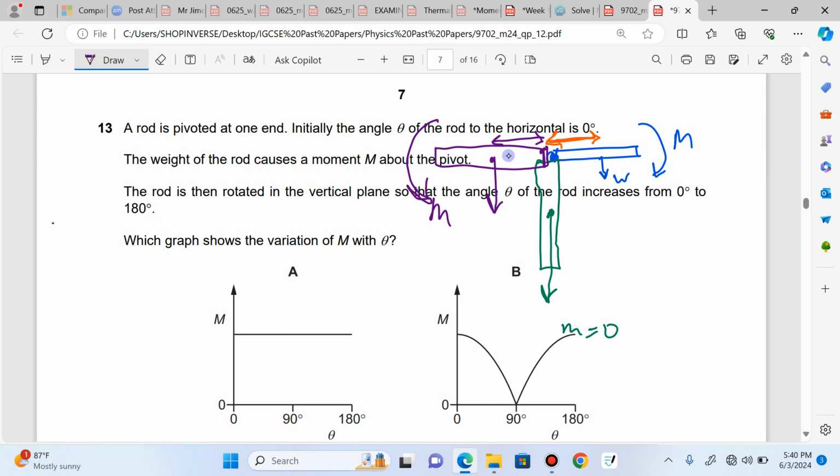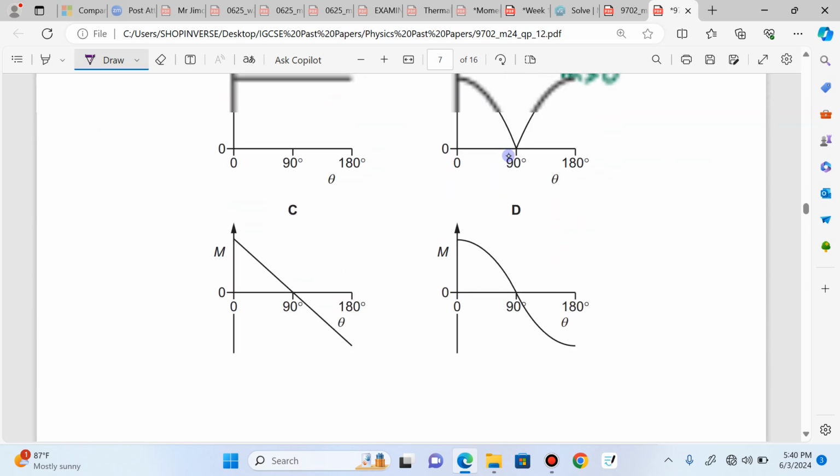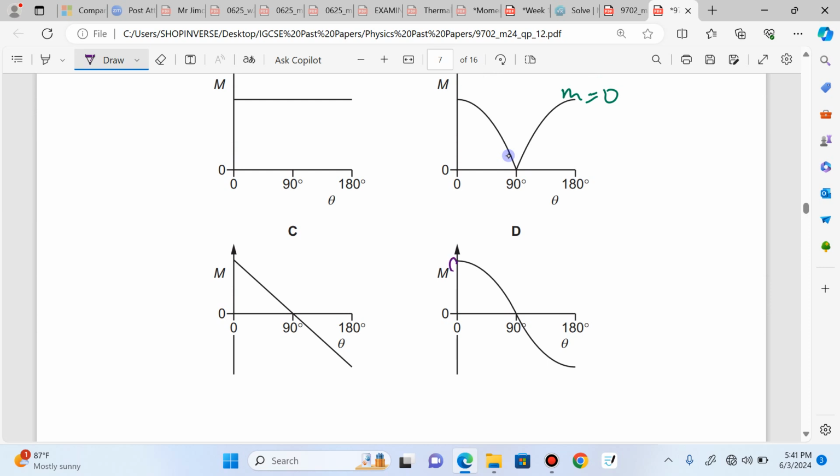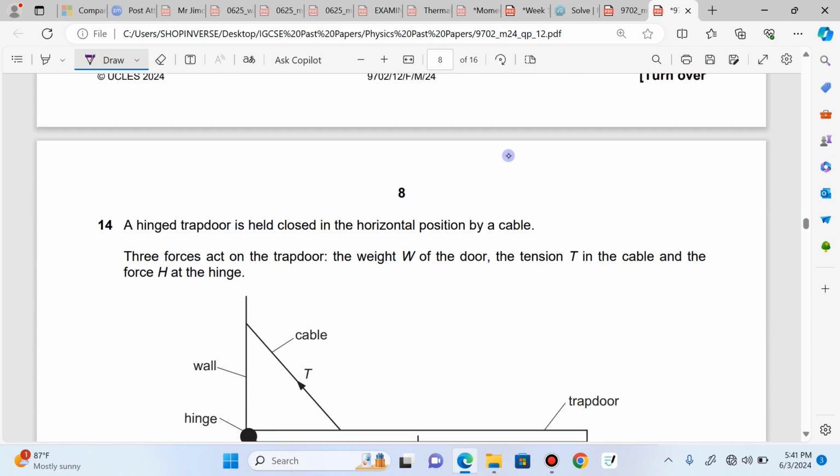If we are not considering direction, you would have chosen B, because the moment goes from maximum to 0 and back to maximum. But because we need to consider the direction, we have to pick D. The moment goes from maximum to 0 and back to the maximum in the opposite direction. That's why we are picking M along the negative axis as the final value. That's why D is the correct answer. I believe this is perfectly understood. If it's not, please watch this part of the video again. We go straight to question number 14.